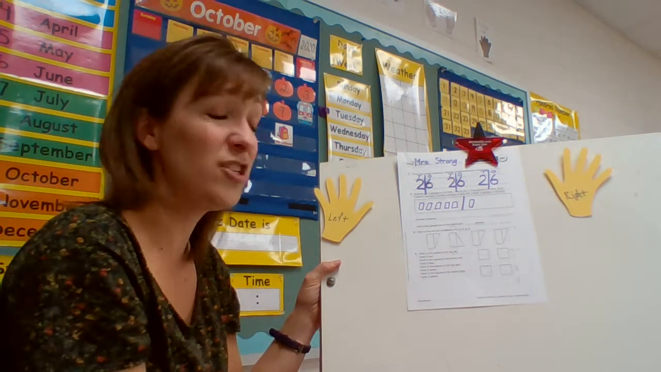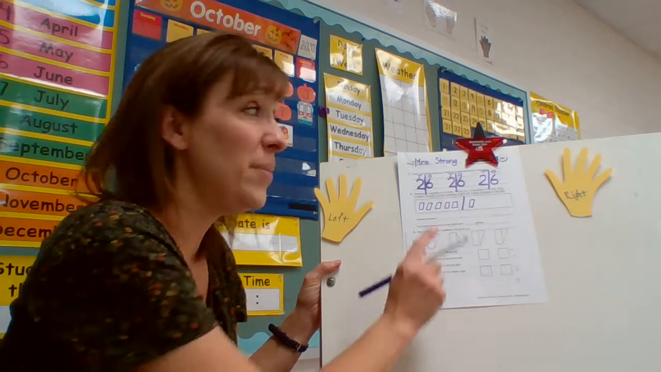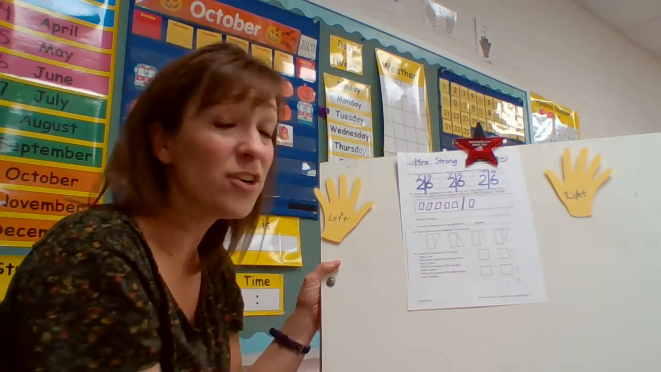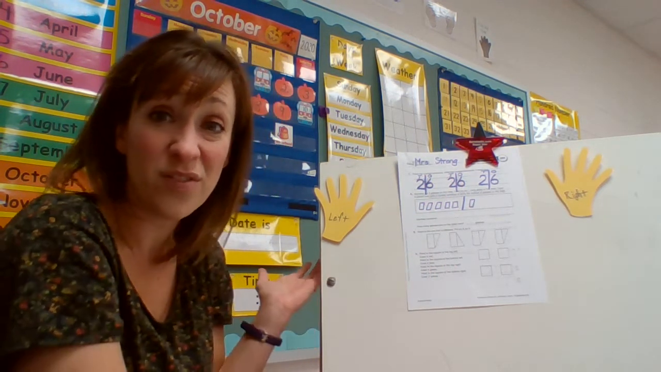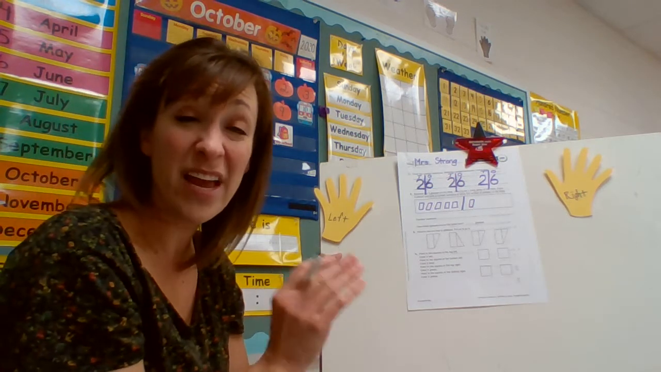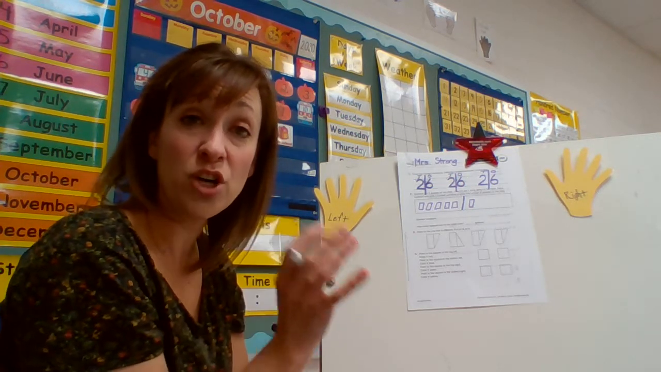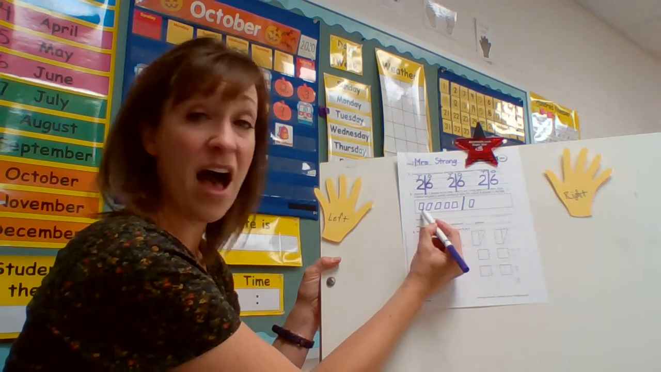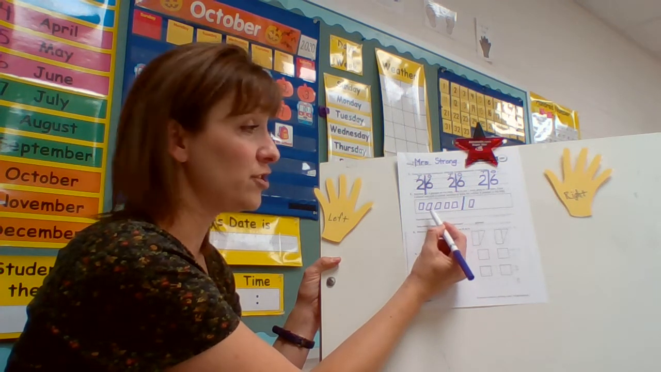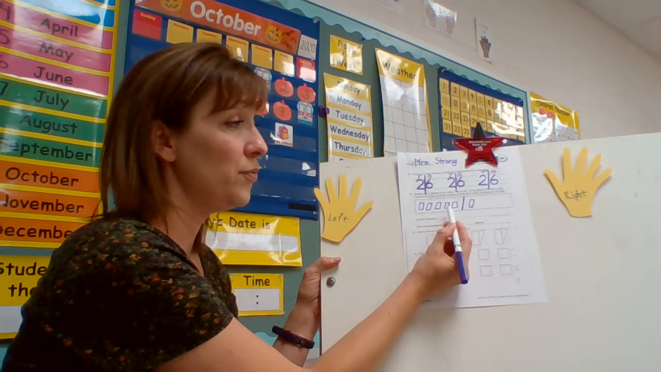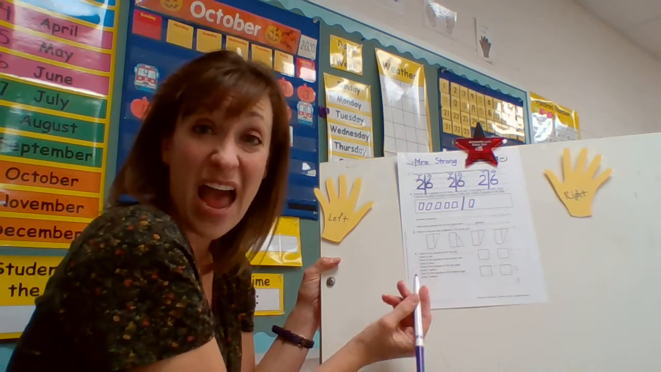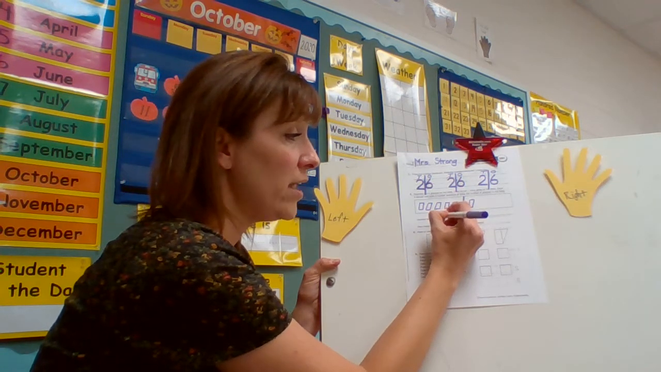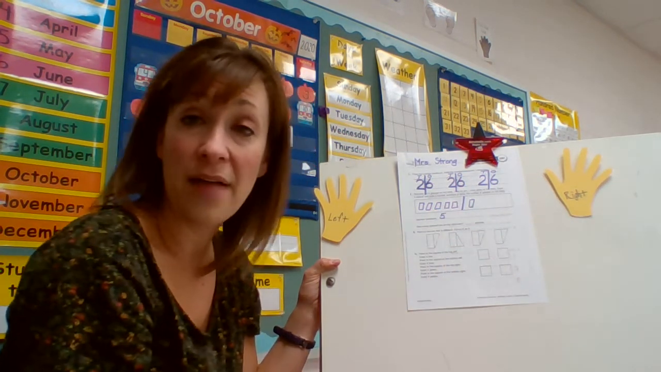It says draw a picture. Yeah, we did that. But then it says write a number sentence to show the number of glasses he has. So we have to pick this apart and start with the first group. How many did he have on this part of the picture? 1, 2, 3, 4, 5. He had 5. So we have to draw and write the number 5 on the line.